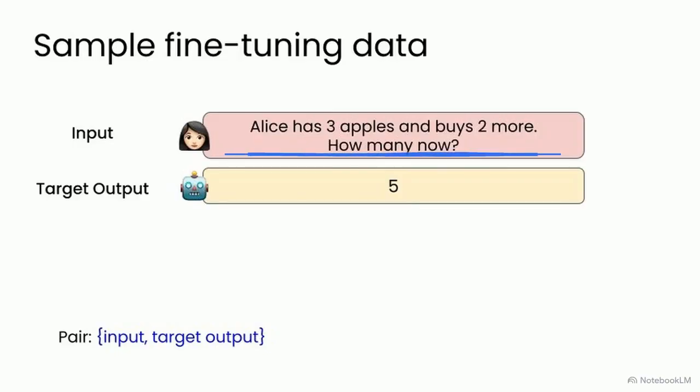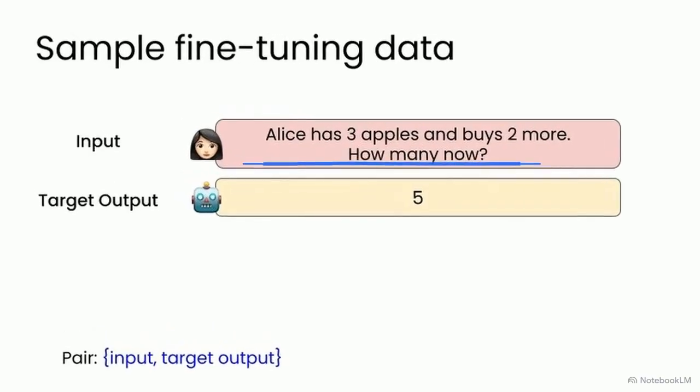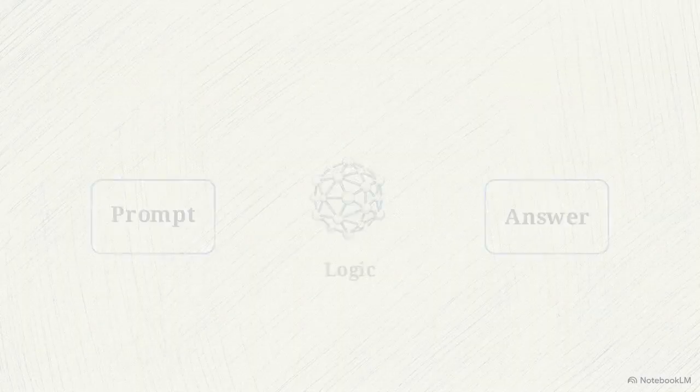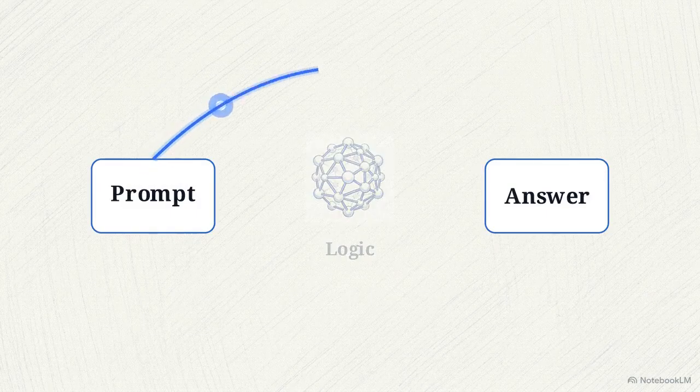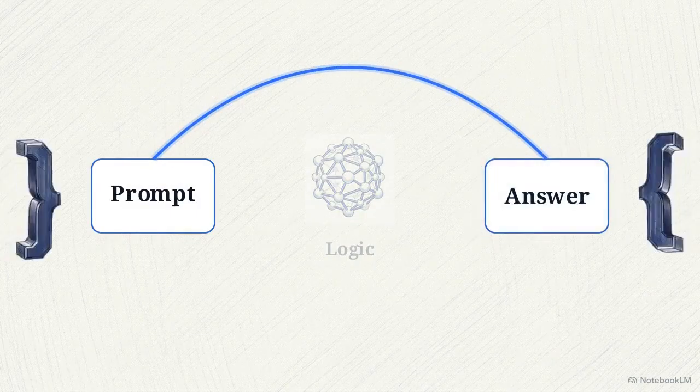The input asks how many apples Alice has after starting with 3 and buying 2 more, and the target output simply reads 5. This topology trains the model to establish a direct mathematical mapping from the specific text of the prompt straight to the final answer.